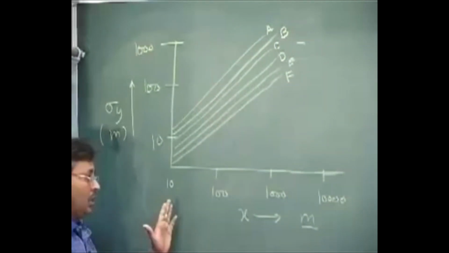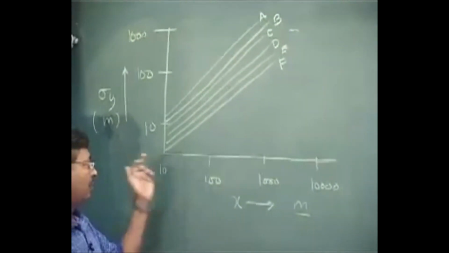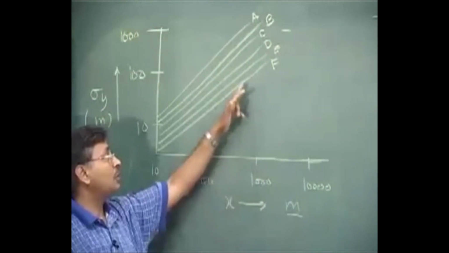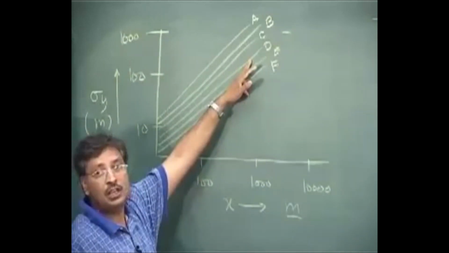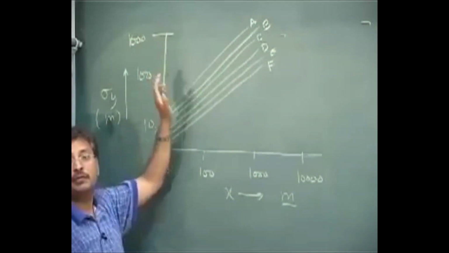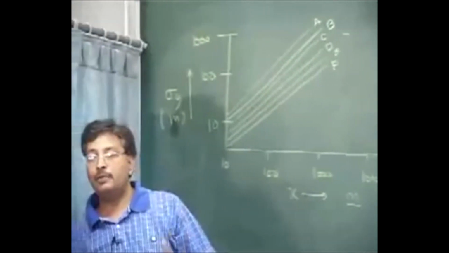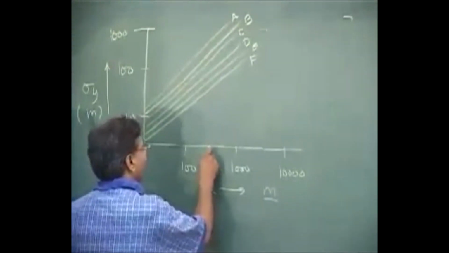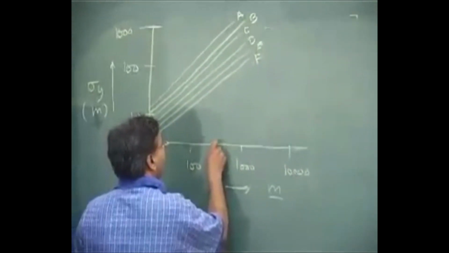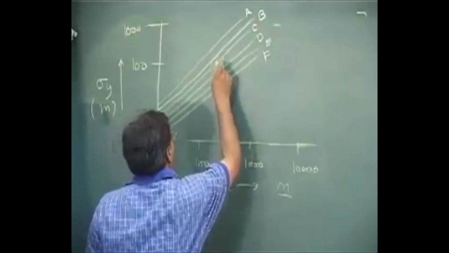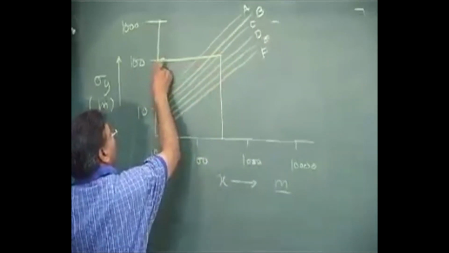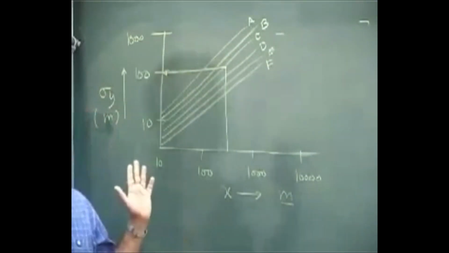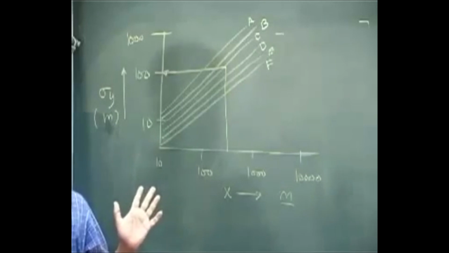Whatever your distance is, take that distance. Suppose you want to find out at 1000 meters from the stack. You know the stability; let's say stability was D. The corresponding value of sigma y can be found from the graphs developed by TVA. Or let's say you want it at 500 meters, and your stability was C. The sigma y value could be 100 meters. This is not accurate, but this is how you use it.